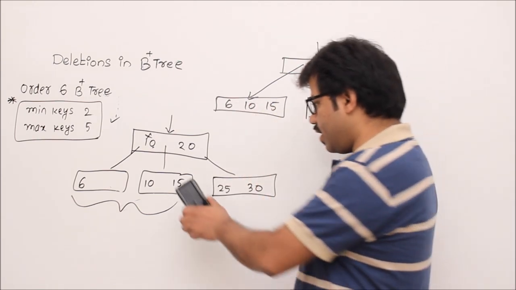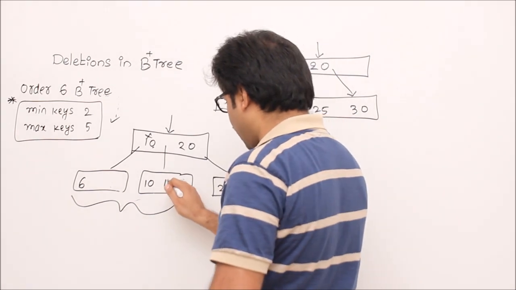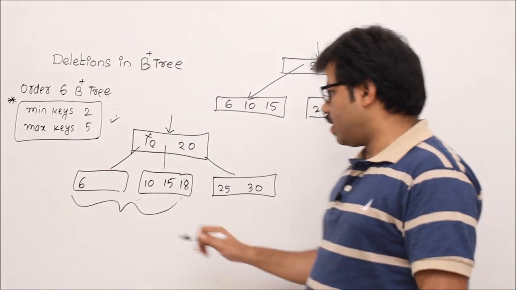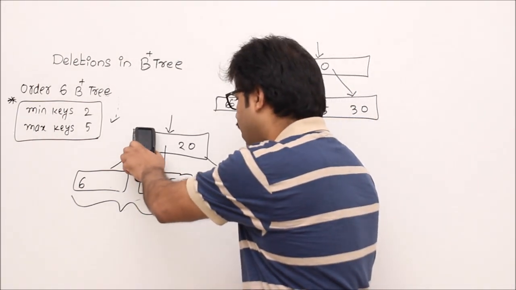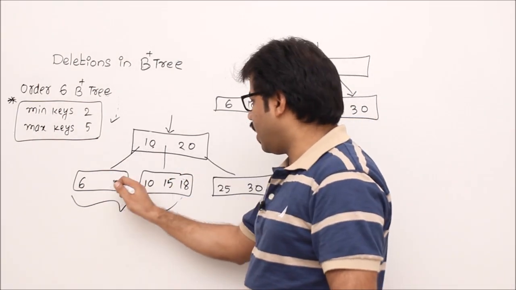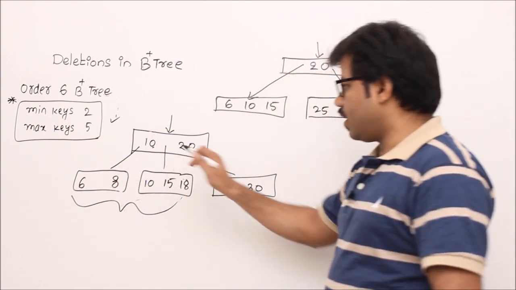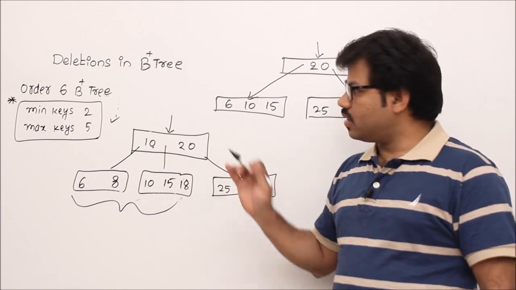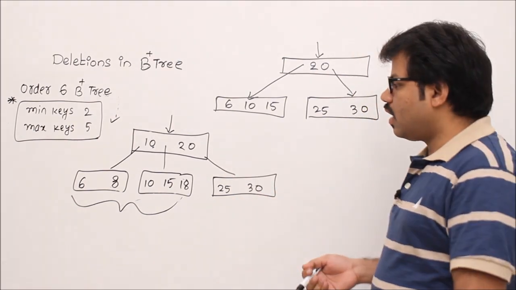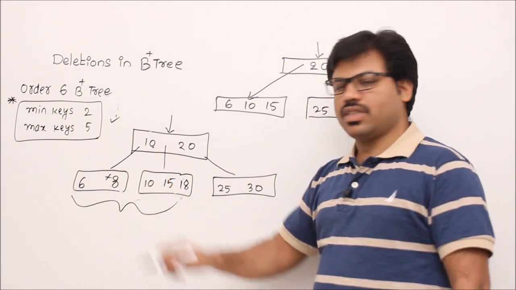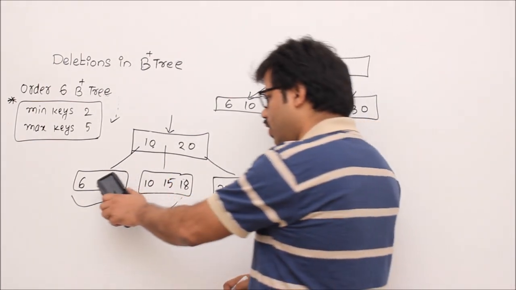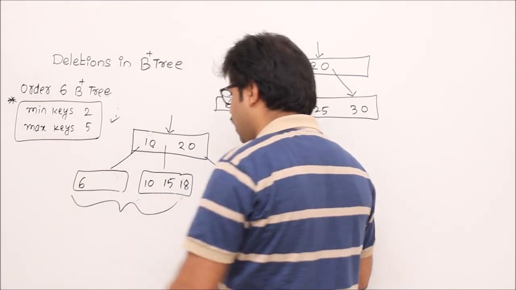What if we had here 10, 15, something like 18 also, right? Then if we do the same thing, so it was 10, right? Okay, let's keep here something like 8. If this is your data like this: 10, 20, 6, 8, 10, 15, 18, 25, 30, this is an order 6 B plus tree, right? In that, if I want to delete 8, what happens? Then we can transfer the keys again. So delete 8 first of all, it is compulsory.